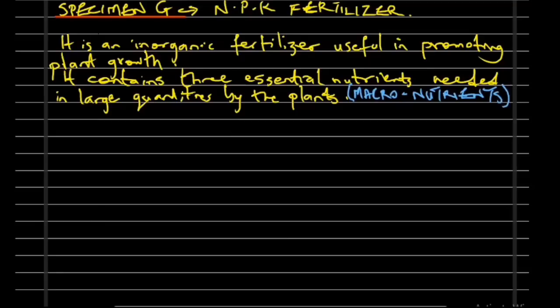Now, the elements that we're making mention of, these nutrients, we have nitrogen, phosphorus, and potassium. So these are the components of the NPK fertilizer. Like the acronym, the N is nitrogen, the P is phosphorus, and the K is potassium. Like I said earlier, these 3 substances are needed in large quantity by the plant.